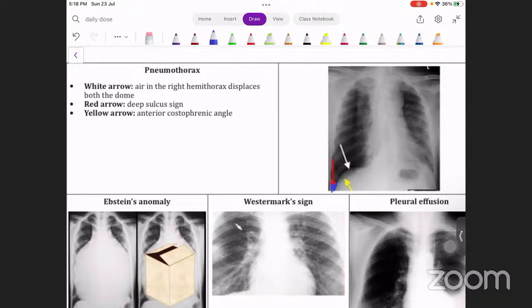You may see there is a deep sulcus sign, and you may see the anterior costophrenic angle will be blunted.